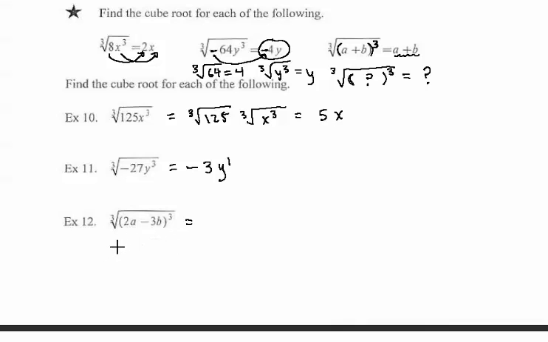Alright, here's another situation where we have the cube root of something, doesn't matter what it is, raised to the third power. Well, what we do is we just take what's inside these parentheses and write that out as our answer, 2a minus 3b.